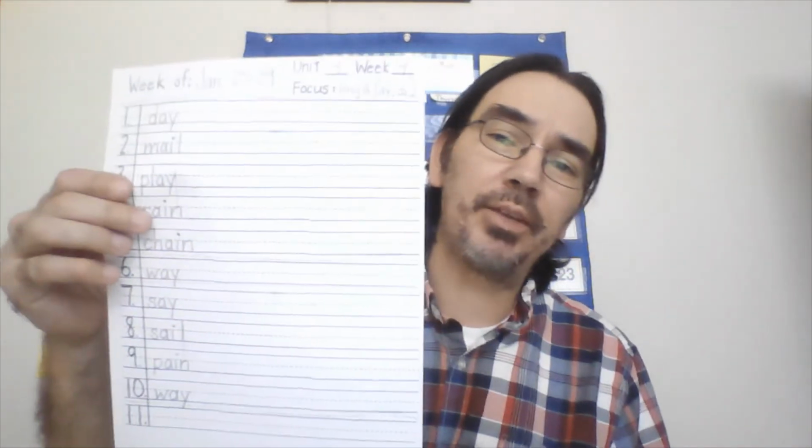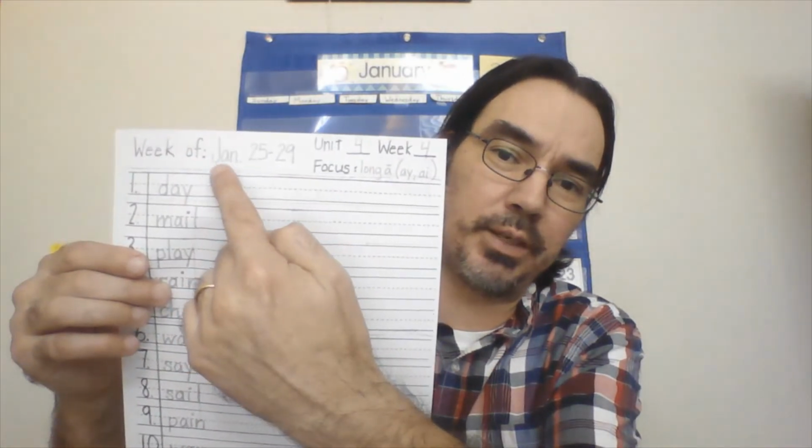Okay. One thing I'm going to have you guys do today. This is our spelling word packet. Remember, it says week of January 25th to 29th. Well, on the back of that, there is a story, Day at the Bay. It has this A-Y together. It makes an A sound.